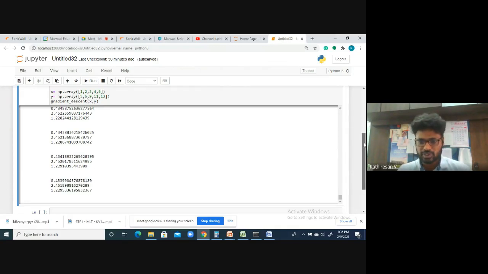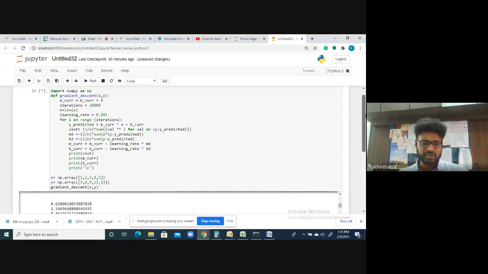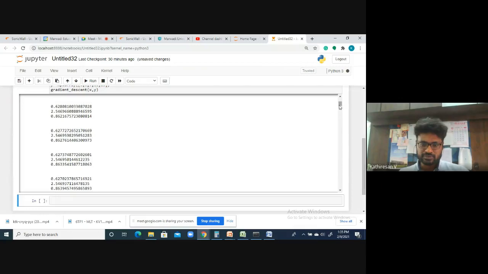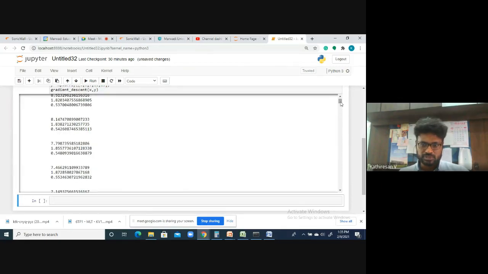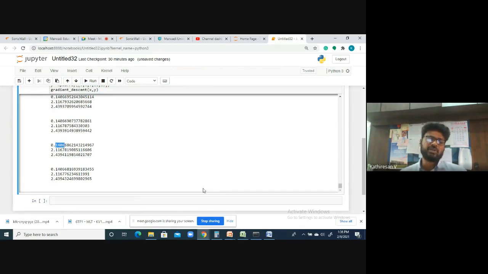Otherwise, if you want a more clear or more precise answer, you can go with 10,000 iterations. If you go 10,000 iterations, you will get a more precise value. After 10,000 iterations, see here, 0.1406, the same value 0.1406, 0.1406. So you can stop it here. That is up to you as a data engineer, as a machine learning engineer, as a data scientist. You have to decide where to stop according to your application.